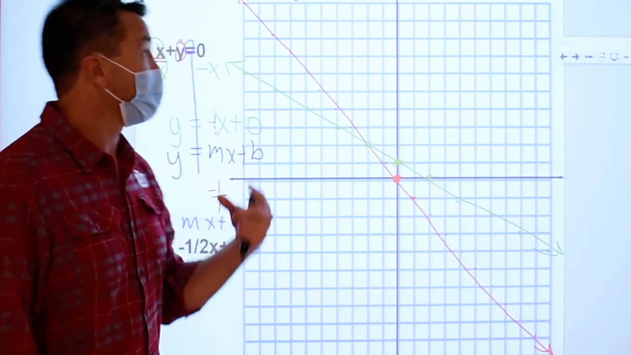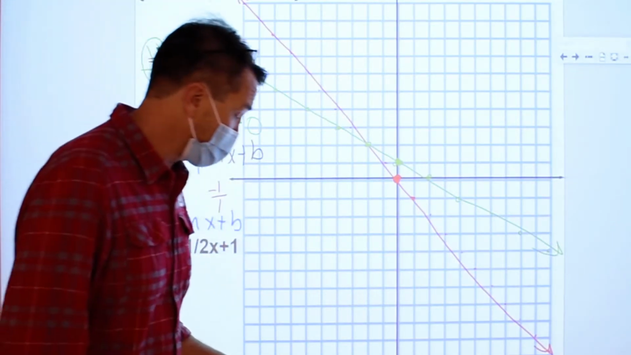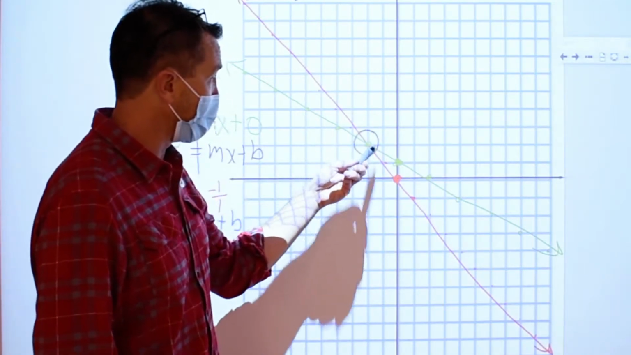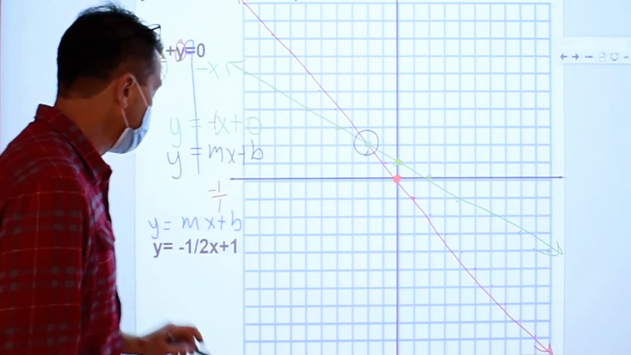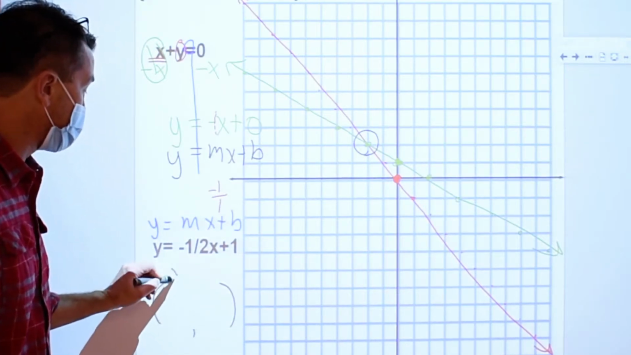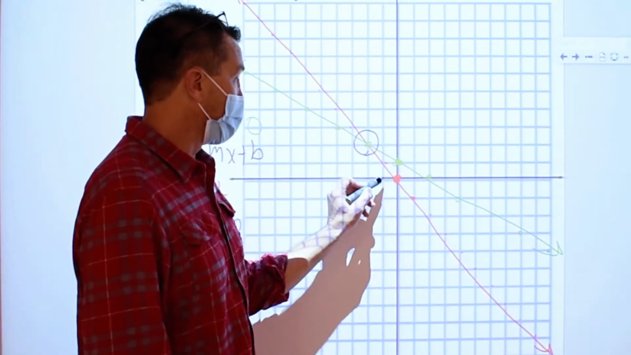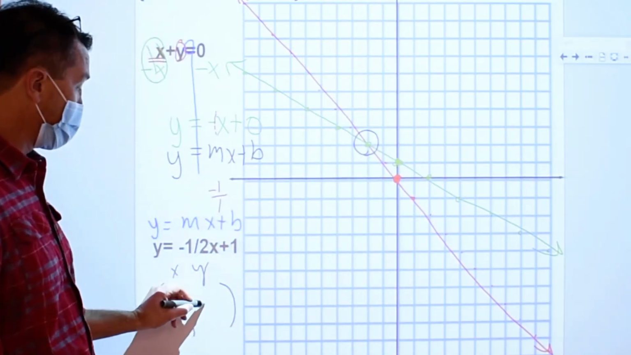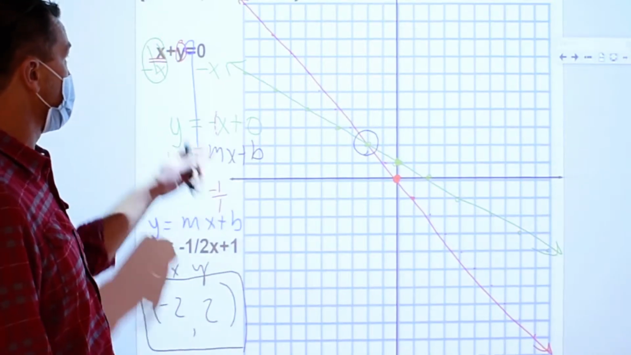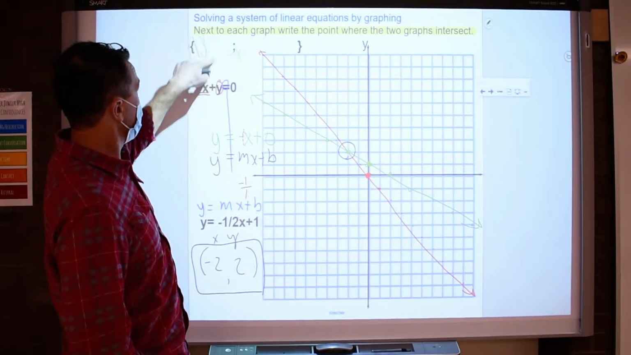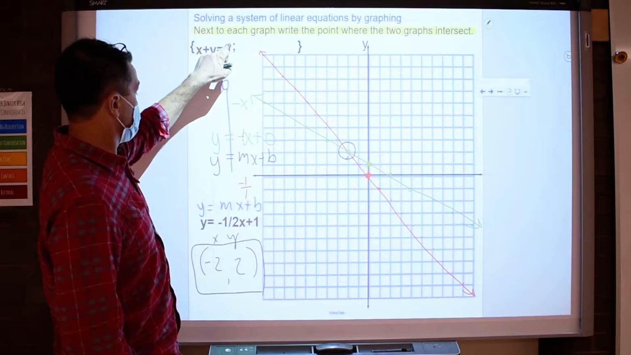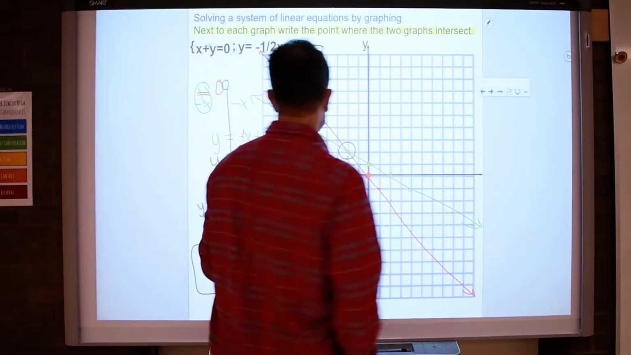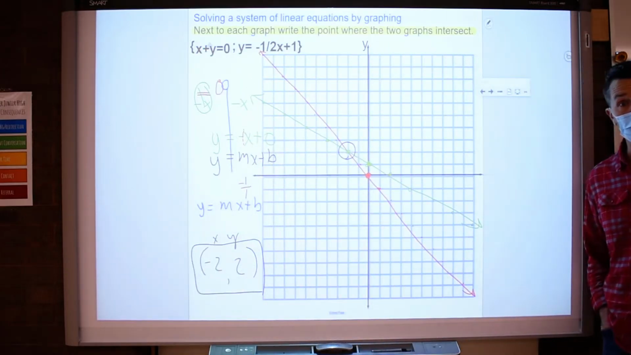So to find a solution to the system, I have to find a place where they intersect. Because at that point, anything that works for one will work for the other. And I can see right there is where my solution should be. So that ordered pair, that x and y value, is going to be negative 2, and then it's going up 2, so it's going to be negative 2, 2. So this negative 2, 2 is the solution to this system. And again, if I wanted to, I could actually go back into these two equations and check and make sure it works for both of them to make sure I've done it right.